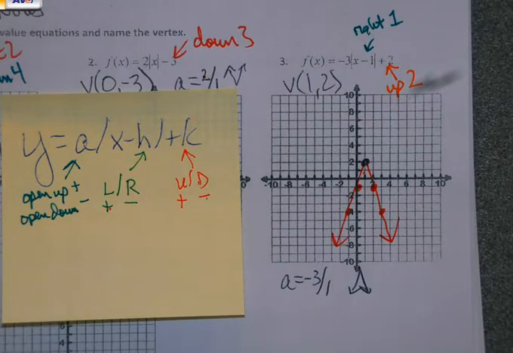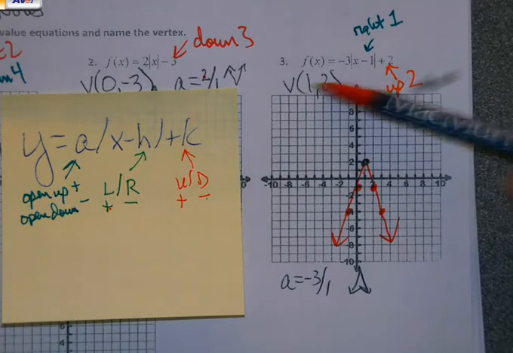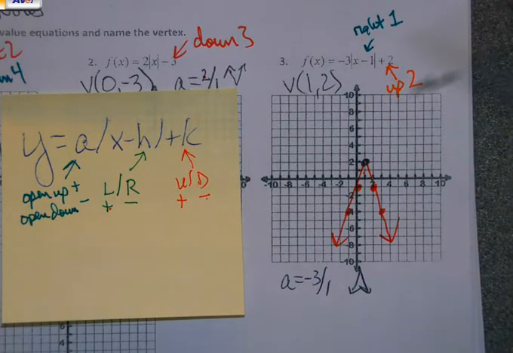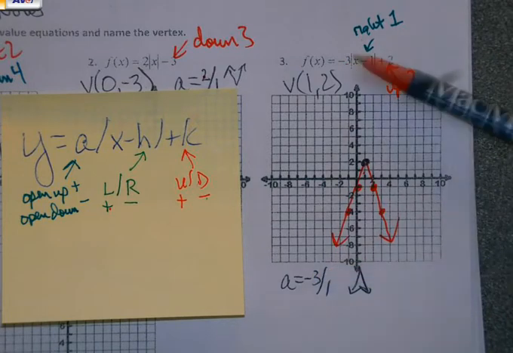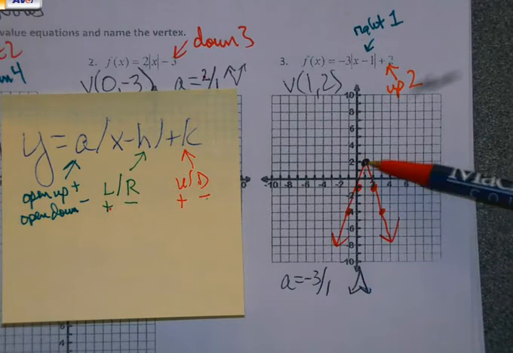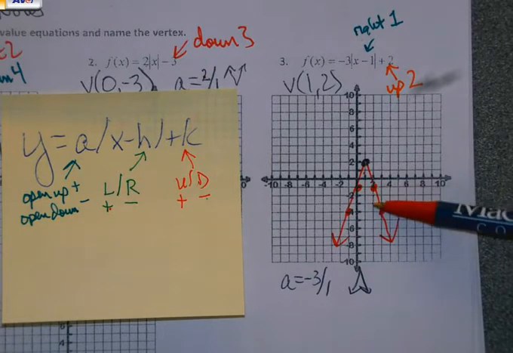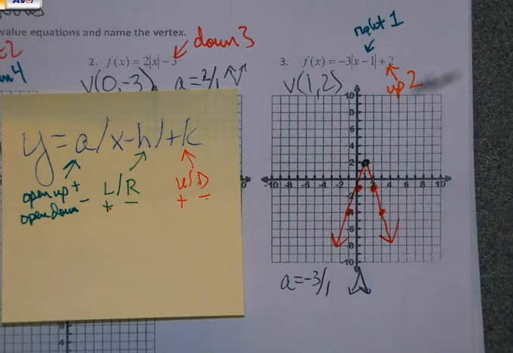Hopefully, you're in the ballpark of what we have here. We had a right 1 shift and an up 2. So if I go right 1 and up 2, that made my vertex 1, 2. And since my A value was -3, I knew my graph was going to open down. 1, 2, 3, and over 1. And I can get my V shape. That's basically our whole absolute value graph lesson, just like that.